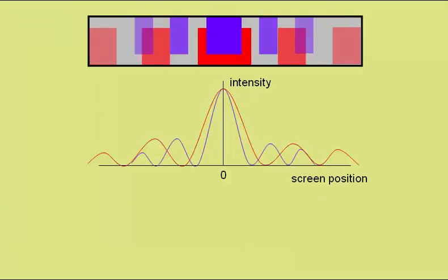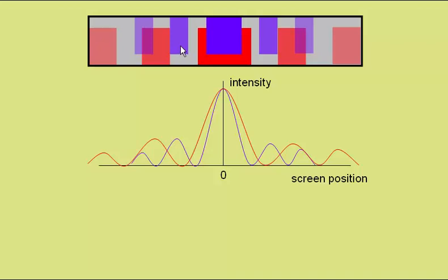Here I've tried to show the effect of sending blue and red light simultaneously through a gap. I've raised the blue relative to the red just so we can see the difference between the two. You see the blue light has produced a narrower central image. This is due to the shorter wavelength of the blue light.